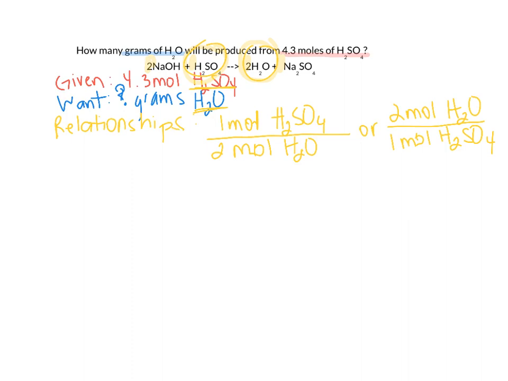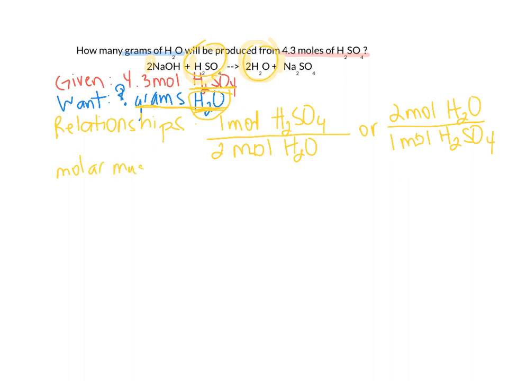Now, if I'm given 4.3 moles, then I immediately can use one of these relationships this time. Before I was given grams, so I couldn't immediately use one of these. But because I want grams, I'm going to need a molar mass relationship. But it's going to be of this substance, H2O. So I'm going to go ahead and figure that one out.